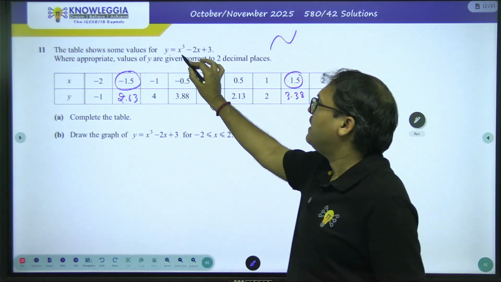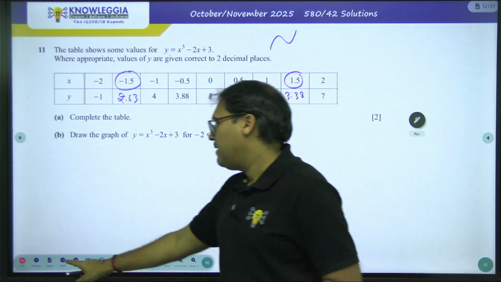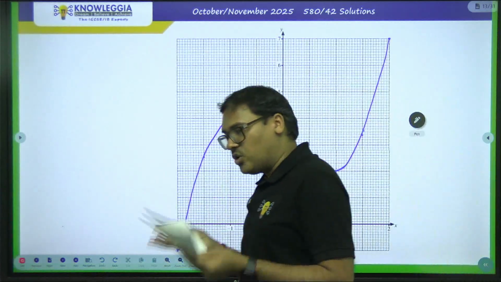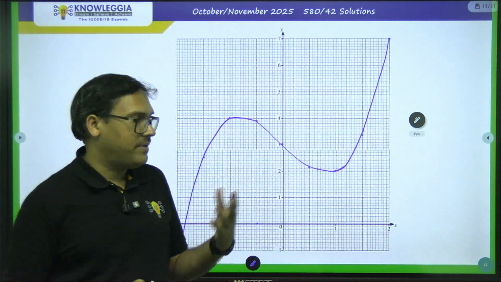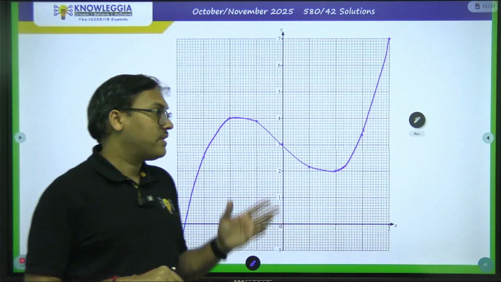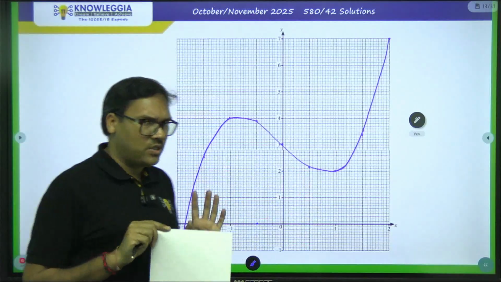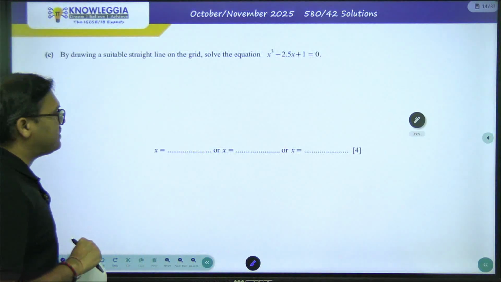When a is positive, that is the coefficient of x cube, you can see we are getting roughly the same graph. So it is good to remember the graphs. In many questions, you will have to draw the graphs without graph paper. Here they have given the graph paper, so you have to plot the values and accordingly solve the question. Okay. Now this part is done.